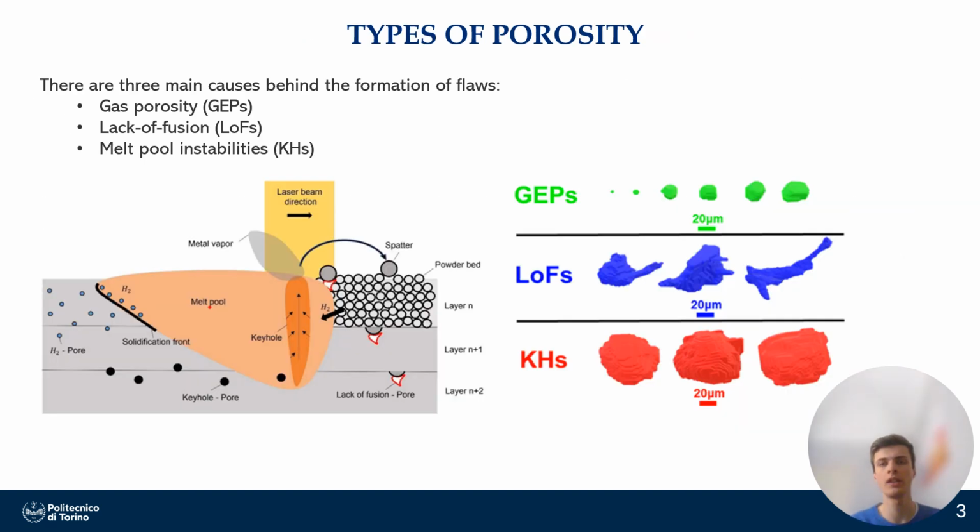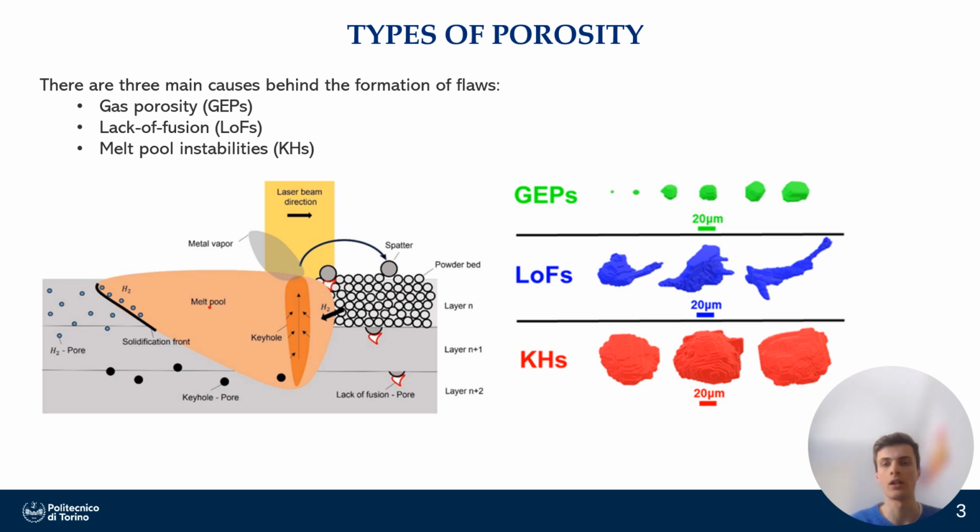First of all, porosity in the laser powder bed fusion process can originate from three main sources. We can have gas porosity, lack of fusion, and melt pool instability. Gas porosity generates pores that are typically caused by inert gas trapped during the atomization process, or moisture present on the powder surface, or a rapid cooling of the molten metal, which prevents the escape of hydrogen. Gas pores are characterized by small and spherical shape.